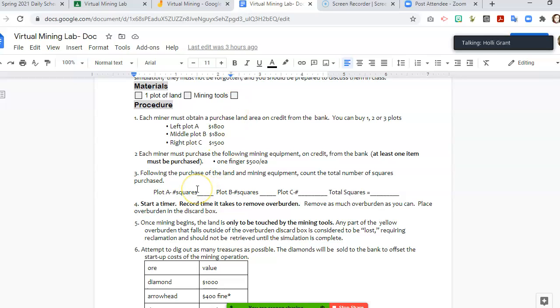At this time, decide: do you want plot A? Figure out how many squares are in plot A. Do you want to buy plot B? How many squares are in there? Plot C, how many are in there? And then add up your total squares. I'll go ahead and give you guys another minute there.